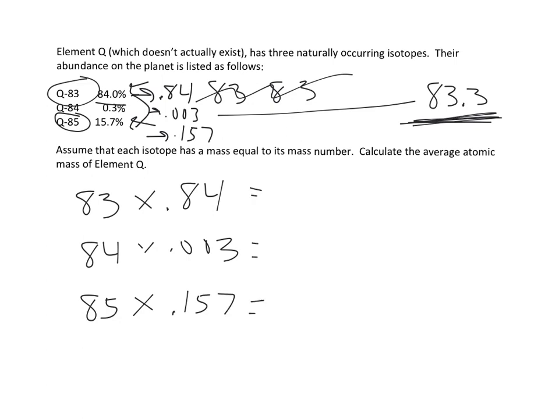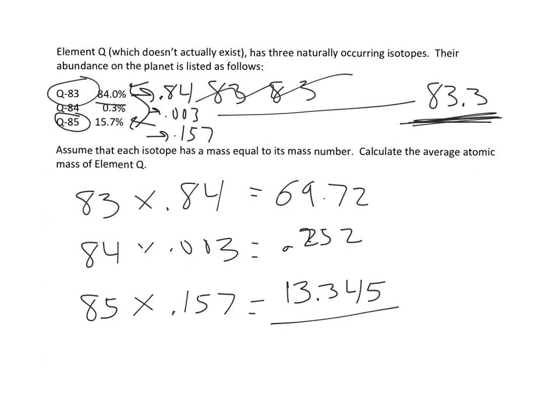So 83 times 0.84, I get 69.72. And 84 times 0.003, I get 0.252. And then 85 times 0.157, I get 13.345. And then all I do is I add these numbers up to get my overall average.